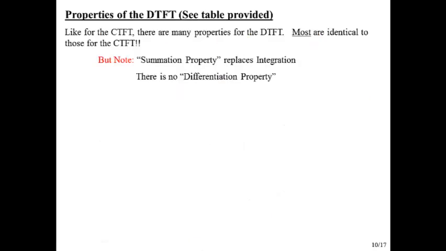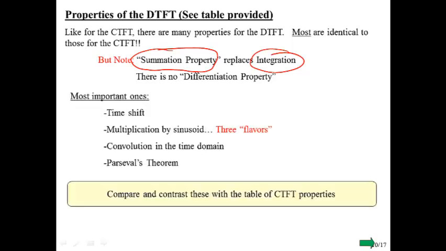Okay, so we've seen a few examples of DTFT. Again, I encourage you to pore over your DTFT table to make sure you know those. But there's also a lot of properties. We've seen properties for the CTFT, and we have similar properties for the DTFT. Most of those properties are identical, but there are a few distinctions. There's a summation property that replaces the integration property, and there's no differentiation property and nothing that works kind of like it. So keep in mind that.